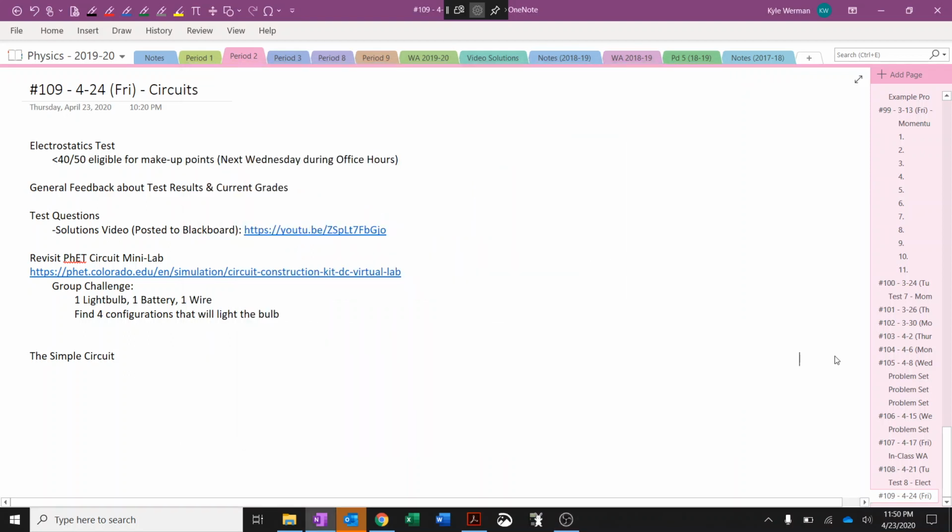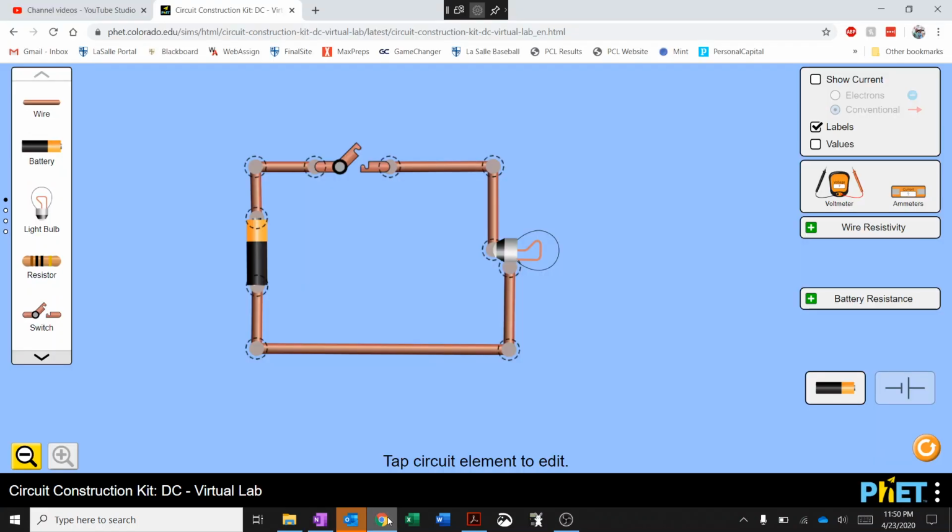Let's take a look at a simple circuit where we basically have a power supply, some wires, and some kind of load that we're powering in the circuit. So I've got to open up our PhET simulation, and I've loaded in what I would call a simple circuit. You have your power supply. There's a battery. Everybody understands batteries supply some kind of power.